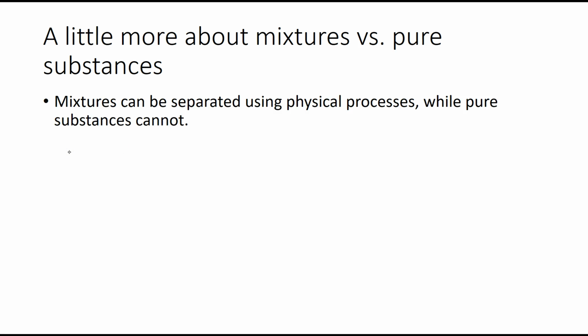One of the things we did in the lab was we created a mixture, and then we separated that mixture. One of the things I want you to remember that distinguishes a mixture from, say, a compound is that mixtures can be separated using physical processes. Pure substances can't be. And when I say a physical process, I mean anything I'm doing that's not causing a chemical reaction. So I'm not breaking bonds or forming new bonds.